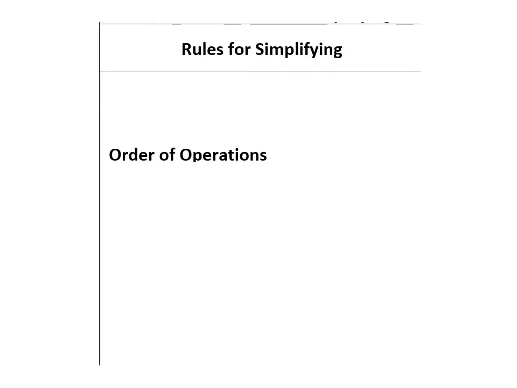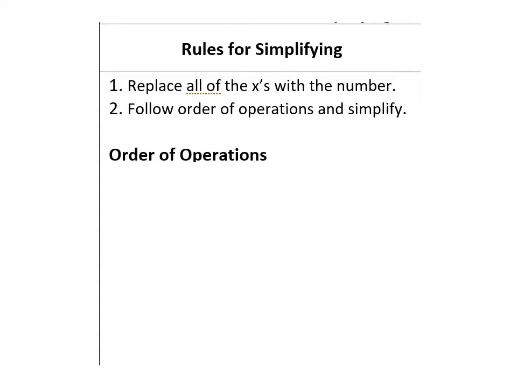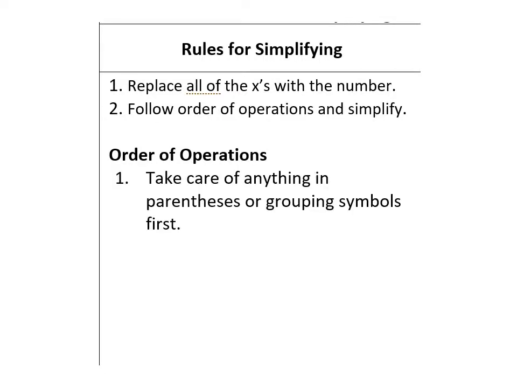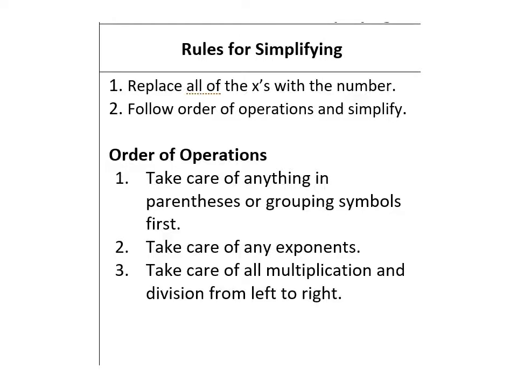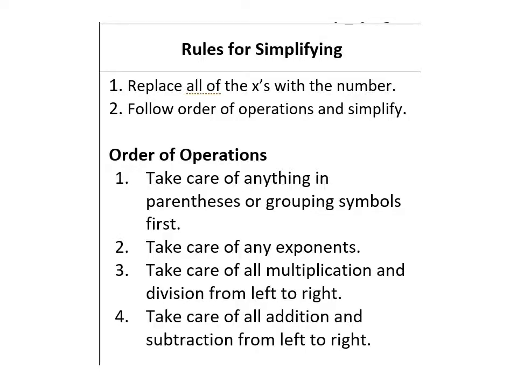Rules for simplifying. We have to work with order of operations. We replace all of the x's with the number, and then we follow the order of operations and simplify. First in the order of operations is take care of anything in parentheses or grouping symbols. Second, take care of any exponents. Third, take care of all multiplication and division from left to right. Last, take care of all addition and subtraction from left to right.